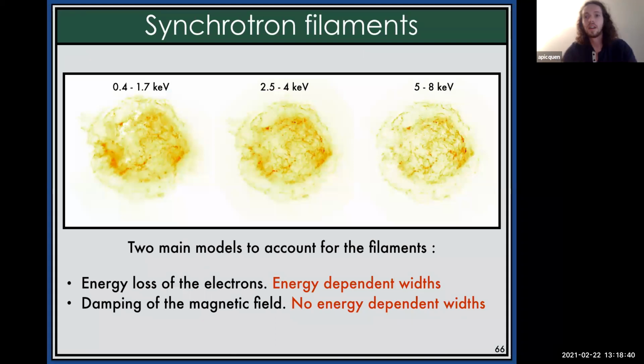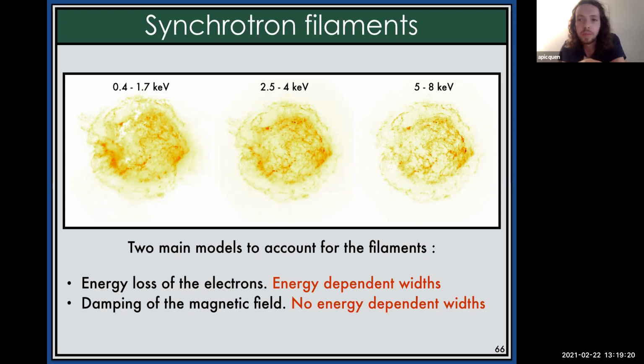And a beginning of a new application, but not quite advanced yet, is about the synchrotron filaments in Cassiopeia A as well. The synchrotron emission in supernova remnants is often seen with a lot of tiny filaments all around. And there are some models to account for the existence of these filaments. But those models do not agree on a crucial point, that is the fact that these filaments should maybe narrow with the energy. And we wanted to probe this in Cassiopeia A thanks to our method.